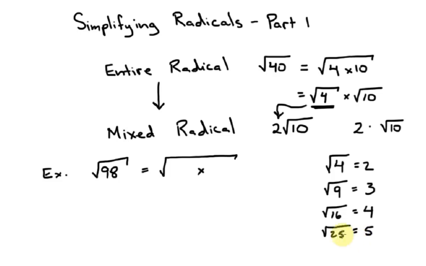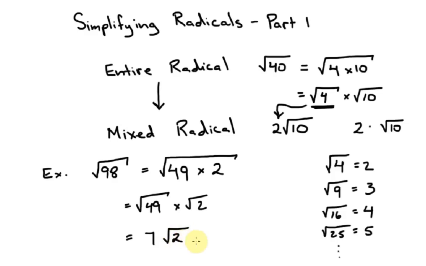So what number is a factor of 98 that is a square number? Well, I was thinking of 49, which I happen to know is 7 times 7. So that might be very useful. And that times 2. So when I split my radical now, I get root 49 times root 2, and there's my answer. It is 7 times root 2. And there it is as a mixed radical.